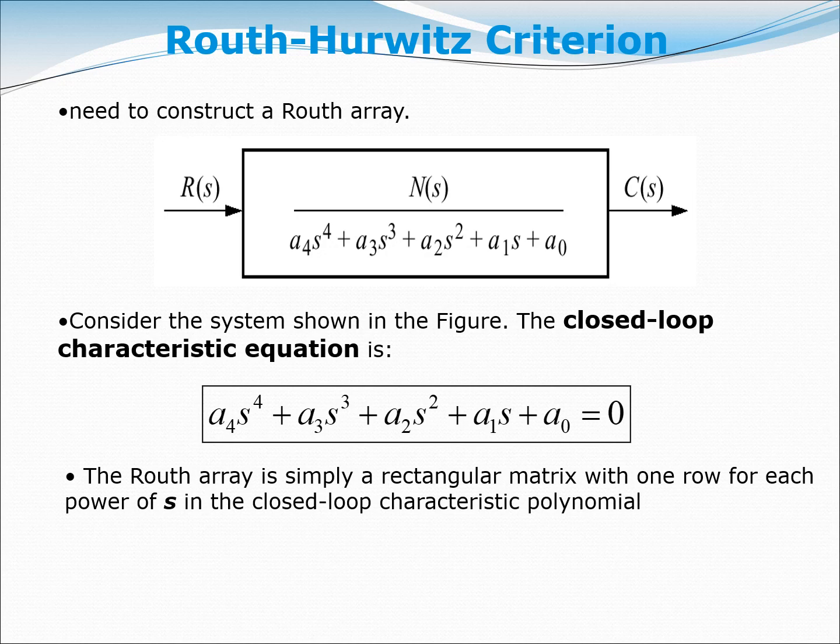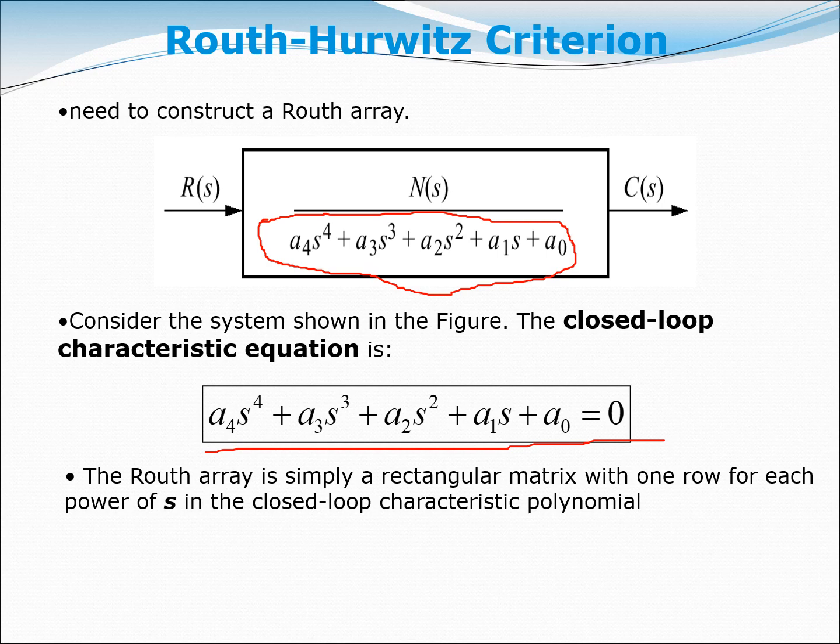In order to use this criterion, you first need to construct a Routh array. Given the transfer function as follows, we just focus on the characteristic equation. The denominator of this transfer function, we call the characteristic equation, and we will use it to construct the Routh array. Consider the system shown in the figure above. Then the closed loop characteristic equation is given as follows.